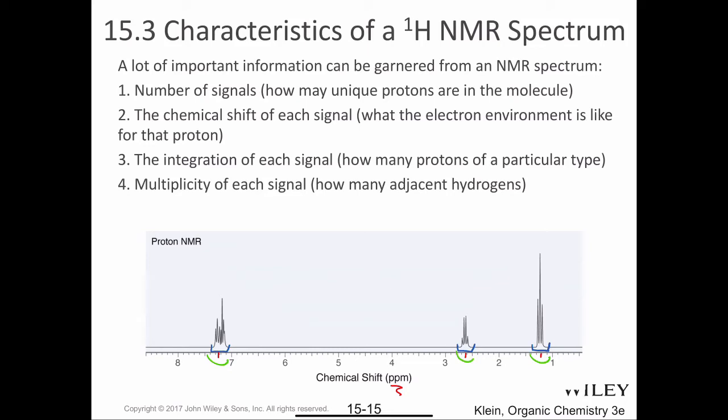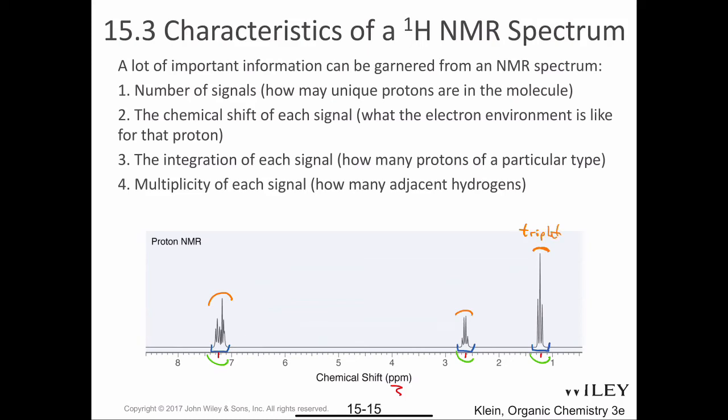The last piece of information is the multiplicity of each signal. What that tells us is how many neighboring hydrogens there are. I know that right now this might just look like a bunch of squiggly lines, and this is another set of lines, and this is another set of lines. But if you take a look at this set down here, around 1.2 parts per million, you can see that's three peaks, and we call that a triplet.